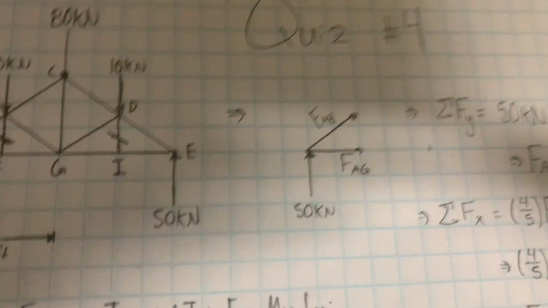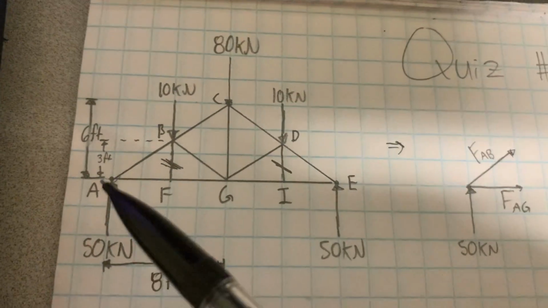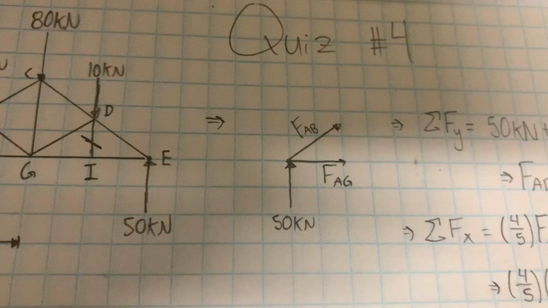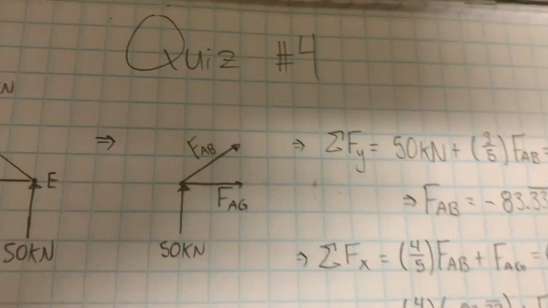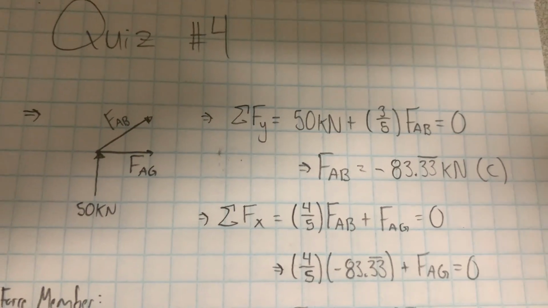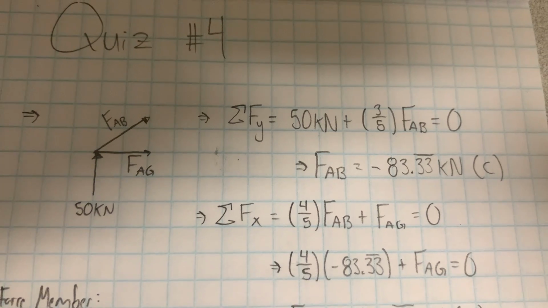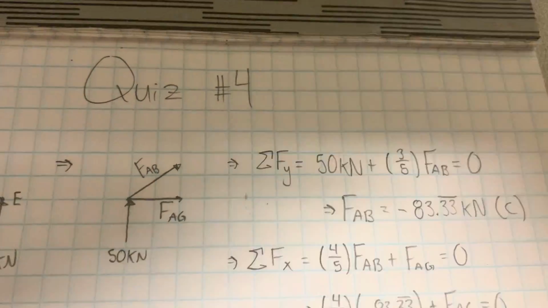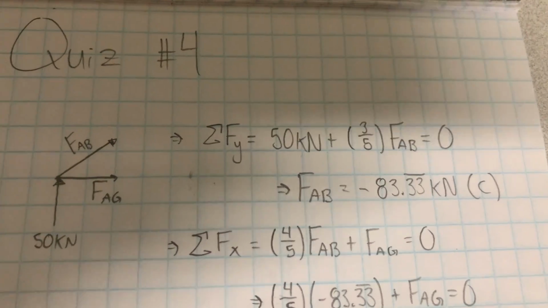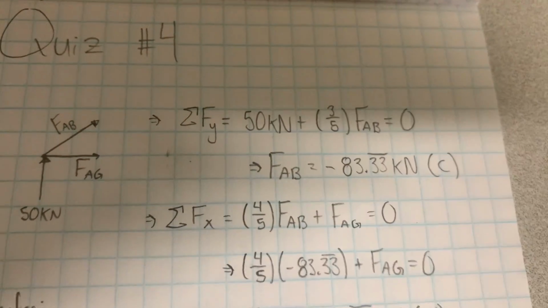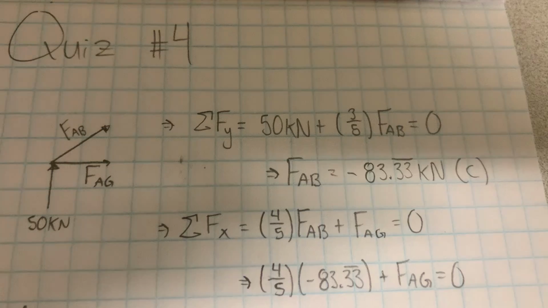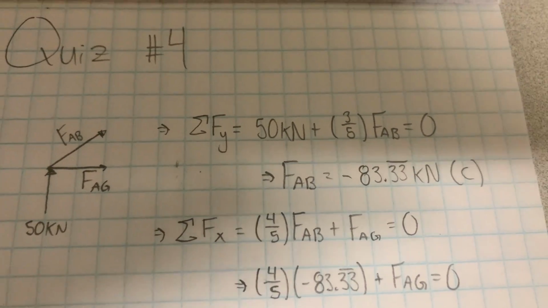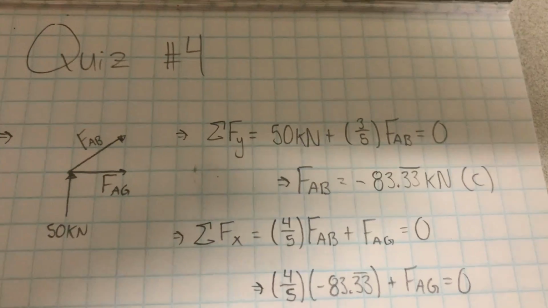All right, so moving on from that, we draw the free body diagram for only that section, and this is what we get. And so once we sum the forces in the y direction, we get 50 kilonewtons plus 3/5 of FAB, because we only care about the y component of that force, and we're going to set that equal to 0. So once we do that, we get that force AB is equal to negative 83.33 kilonewtons.